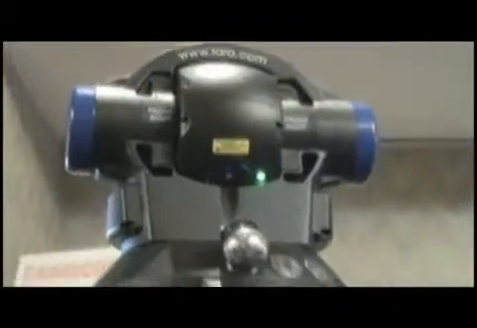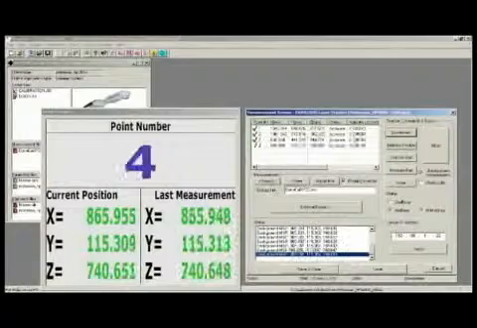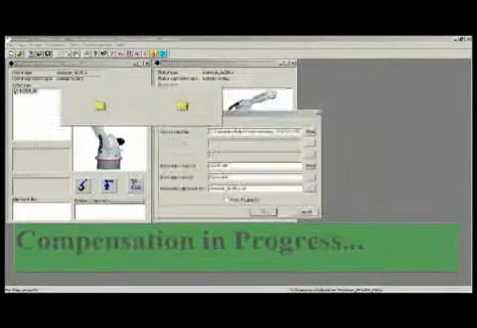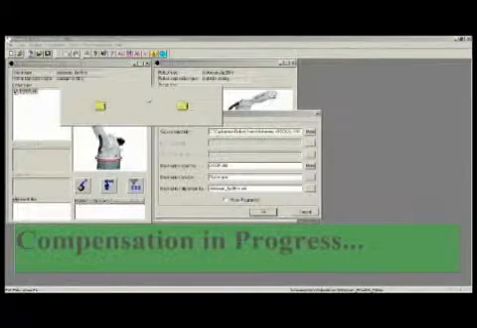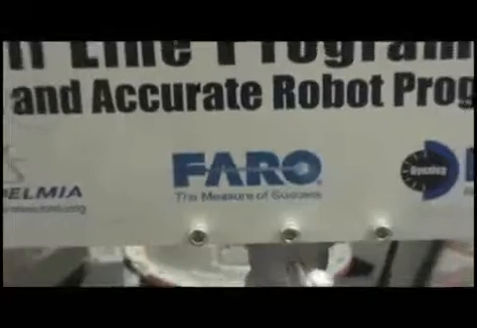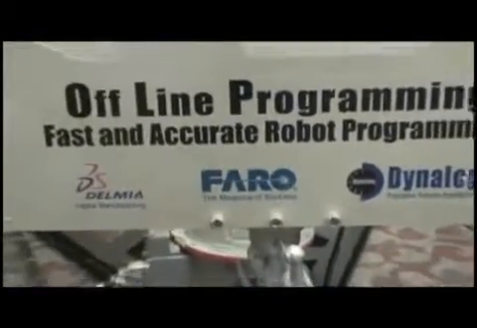The success of the Dynalog solution is not only due to the high accuracy of the FARO interface, but also its ease of use and versatility. For any shop floor environment at any level, the Dynalog system is the perfect choice for your robotic calibration.